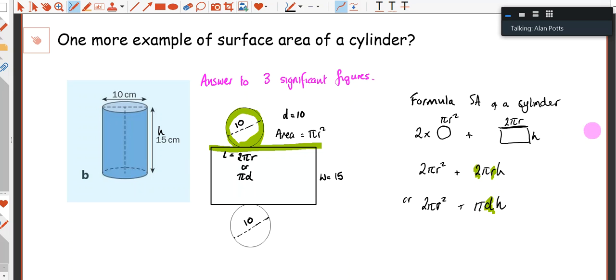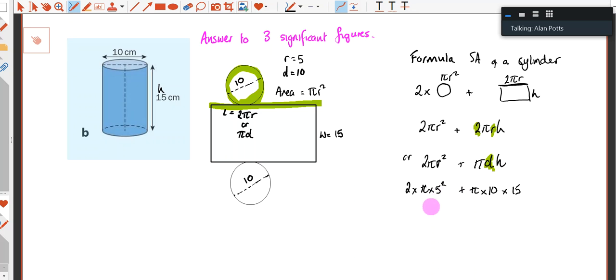So basically then, guys, you should have worked out the formula for the area of the 2 circles. So the 2 lots of pi r squared. So that's 2 times pi times, what's r? And what is it? Which is what number? 5. Okay. So we've got 2 pi times 5 squared, and over here we've got pi times d is 10, and the h is the 15. Okay, so we've put all those numbers in and we work it out.